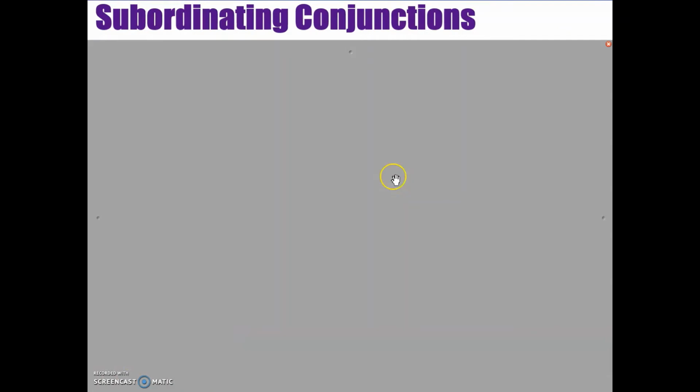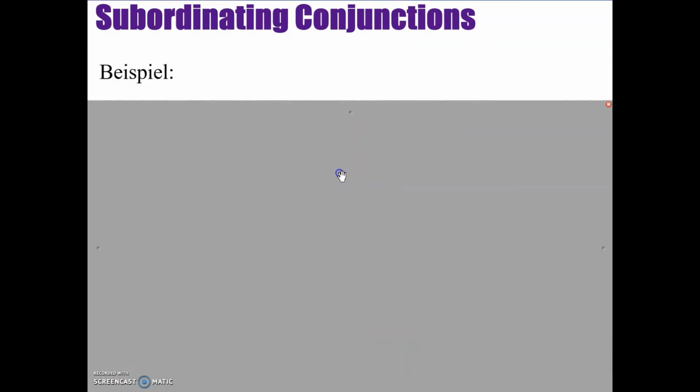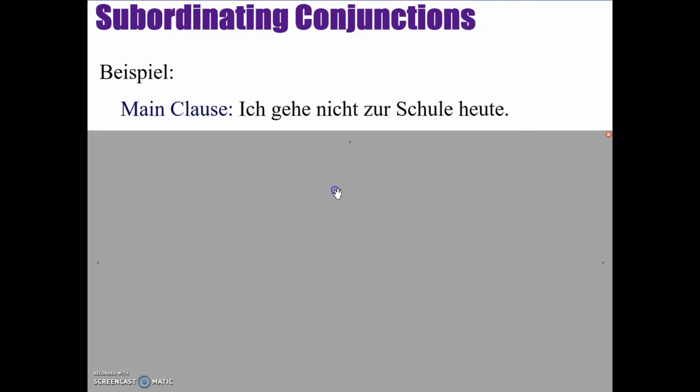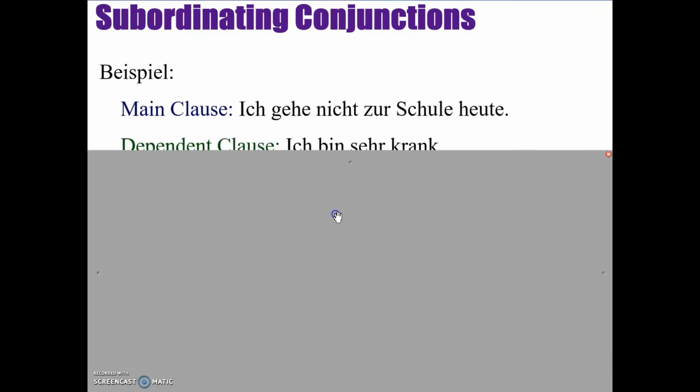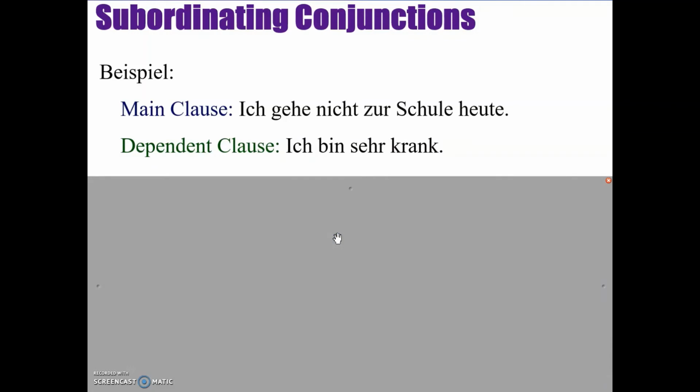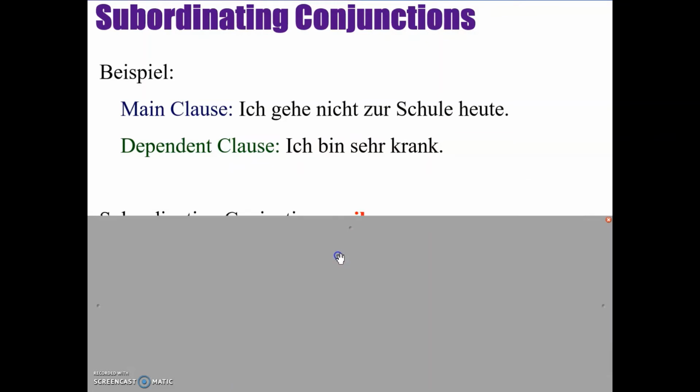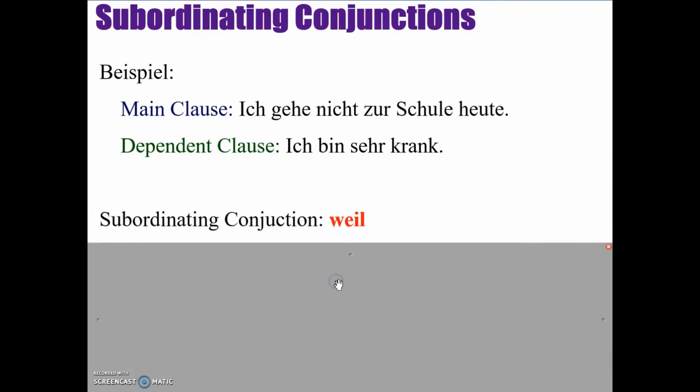Now let's start looking at some examples of subordinating conjunctions in practice. Our first Beispiel. A main clause that we have here is Ich gehe nicht zur Schule heute. I am not going to school today. Our dependent clause, Ich bin sehr krank. I am very sick. Let's connect those into a more complex sentence with a subordinating conjunction, weil.